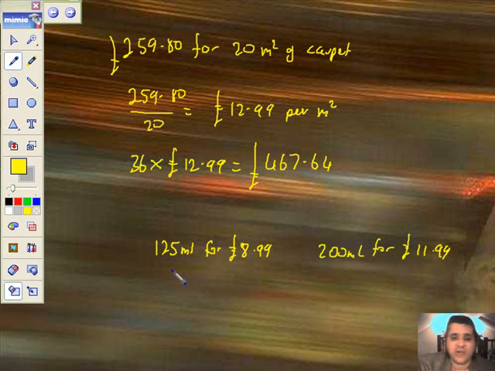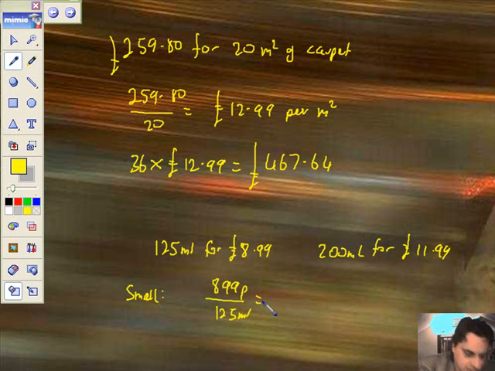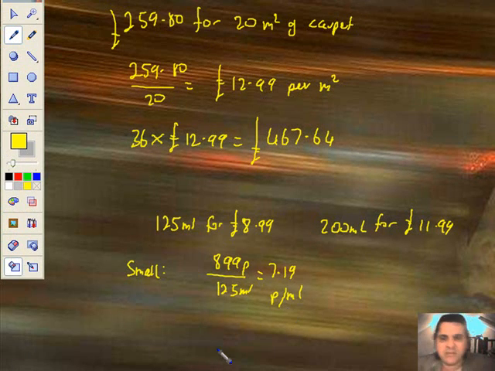Okay, so again, it's the price per millilitre. So let's just go for the small. I've got 899 pence divided by 125 millilitres. Let's just work that one out. 899 divided by 125 gives me 7.19 pence per every millilitre squirt of tan.